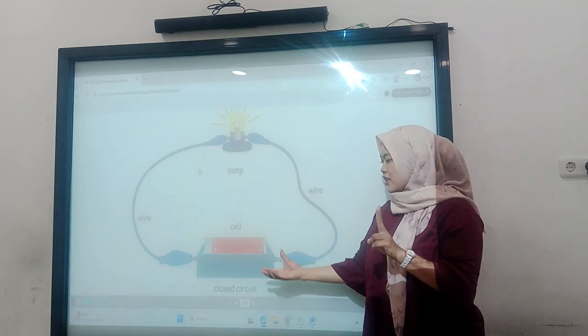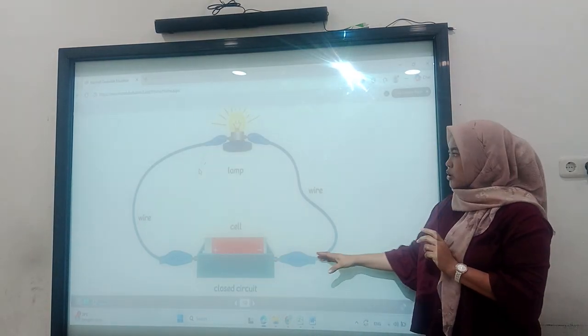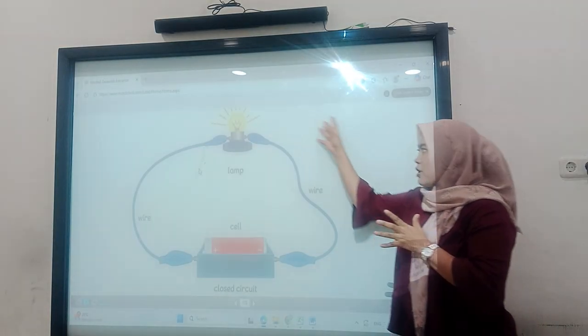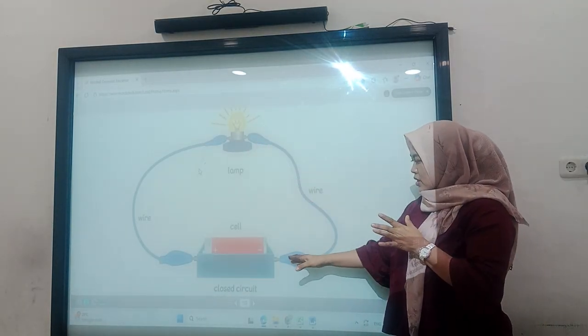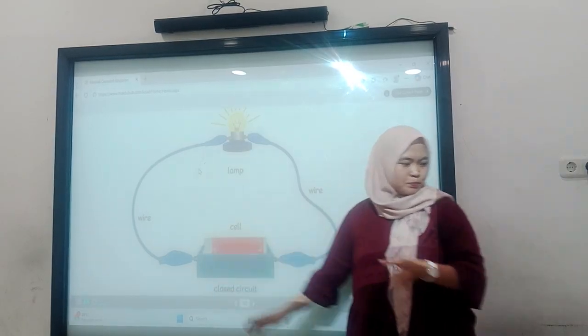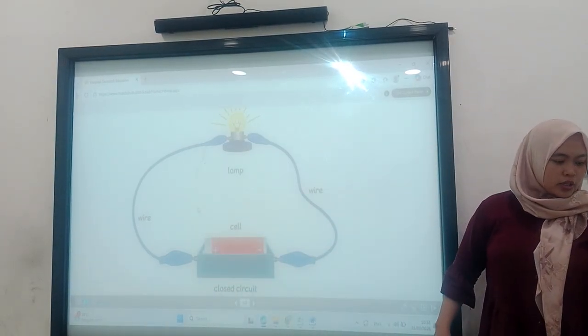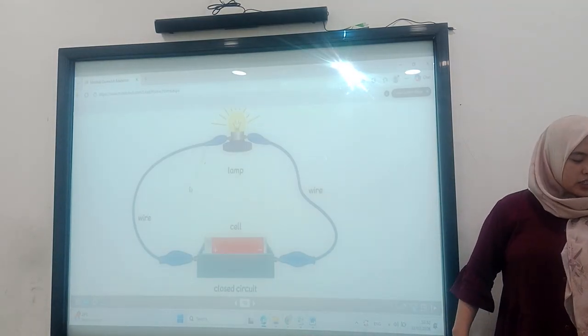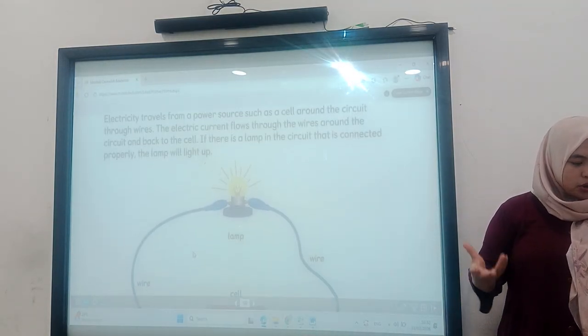When we arrange the closed circuit, the book shows that the light bulb works because all the wires are connected to each other, and there is no break in the closed circuit, so the lamp can be turned on.